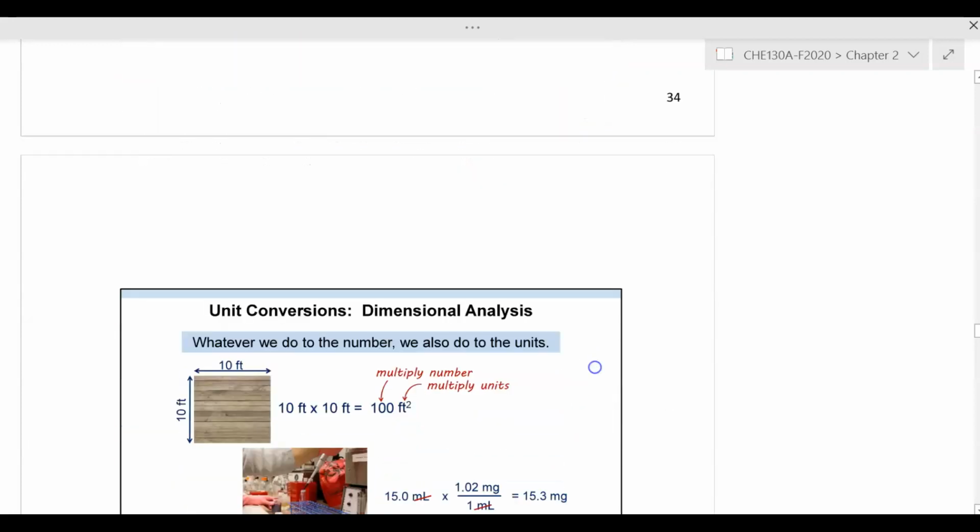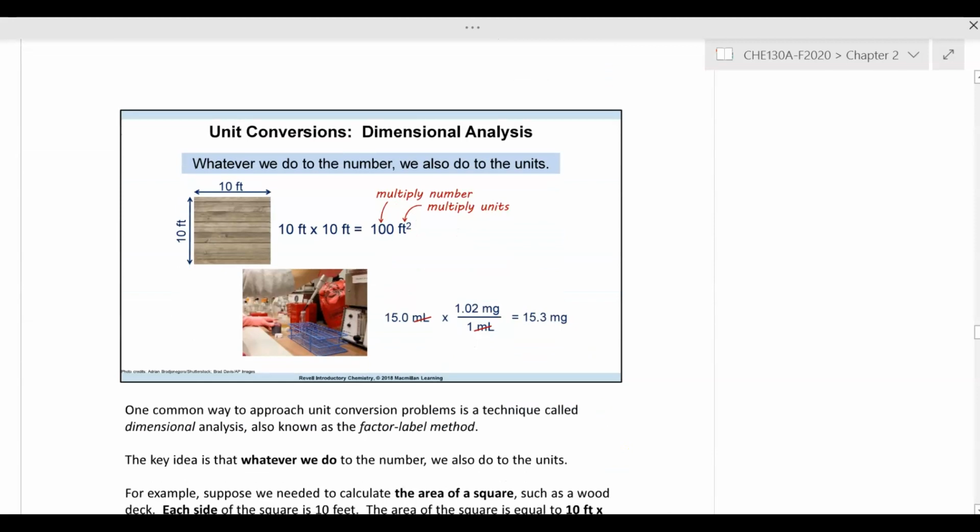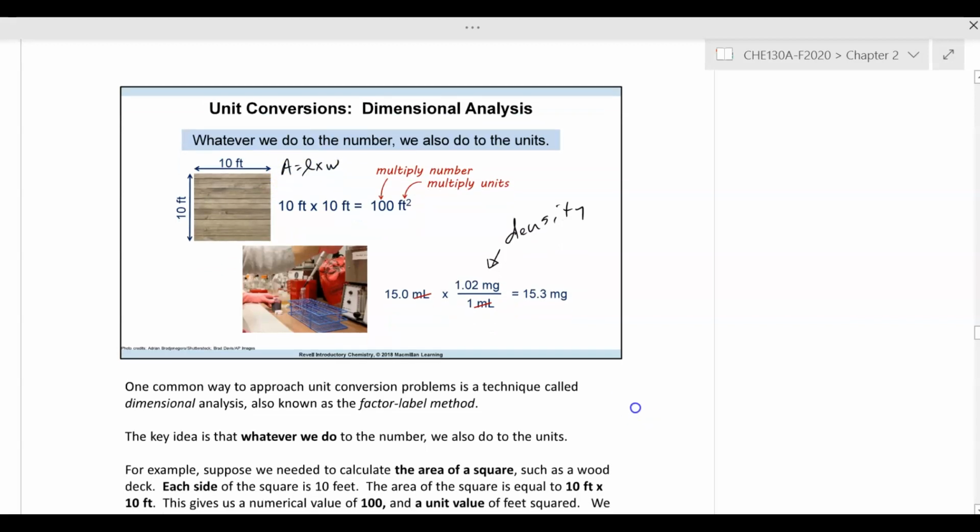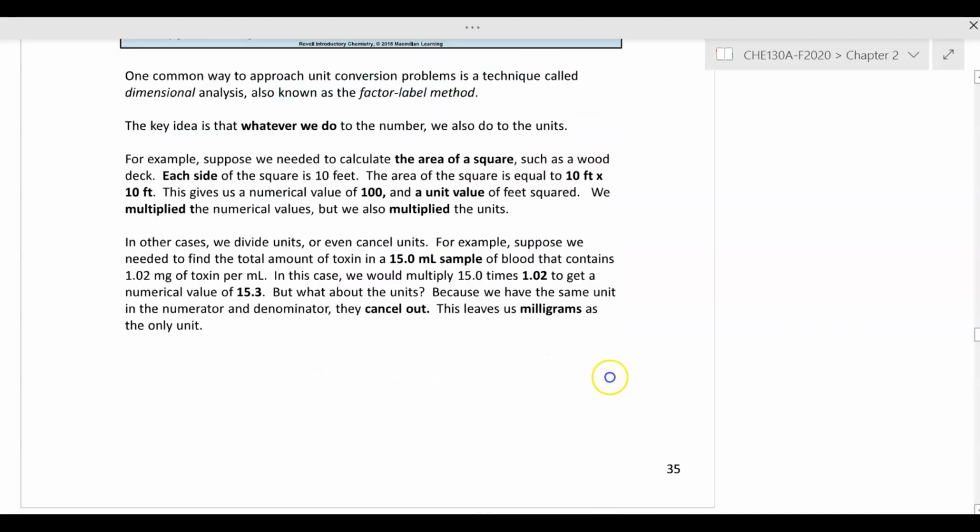So talking about conversions a little bit more, we're going to do something called dimensional analysis, and you see here the version of that where we've got a conversion factor of some kind, milligrams per milliliter, and that's actually density being used as a conversion factor to calculate the milligrams in a 15 milliliter sample. And this is an example of getting area. So the area is equal to the length times the width. So 10 feet by 10 feet is 100 square feet of, it looks like, flooring in that case.